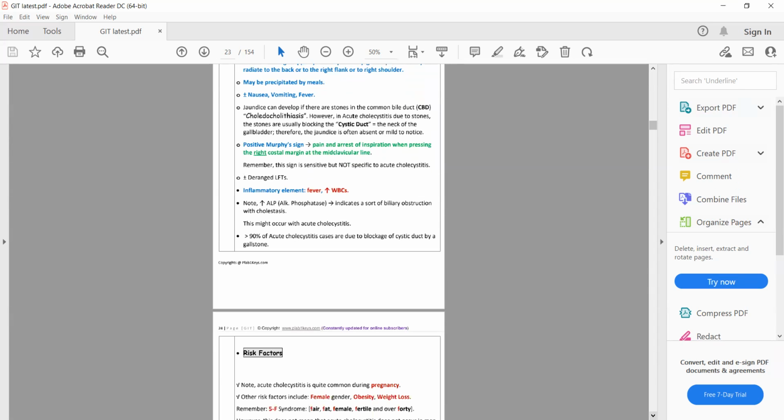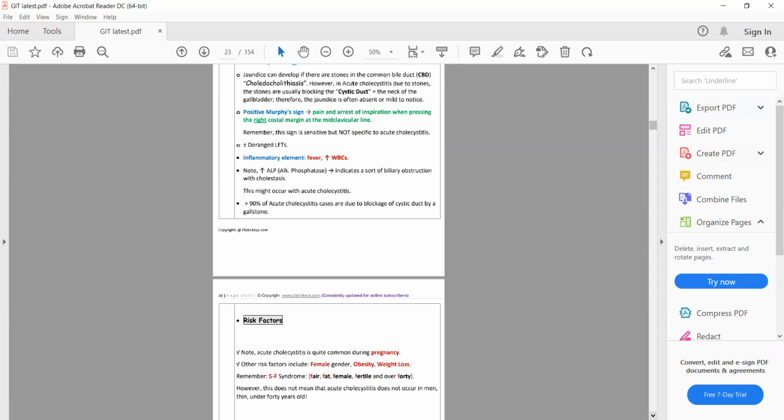So the risk factors for acute cholecystitis include, remember the 5Fs, 5F syndrome. Cholecystitis is also called 5F syndrome because it occurs most commonly in females, fatty, 40, fertile. Cholecystitis is common in fair, fat, fertile females who are over 40 years of age.